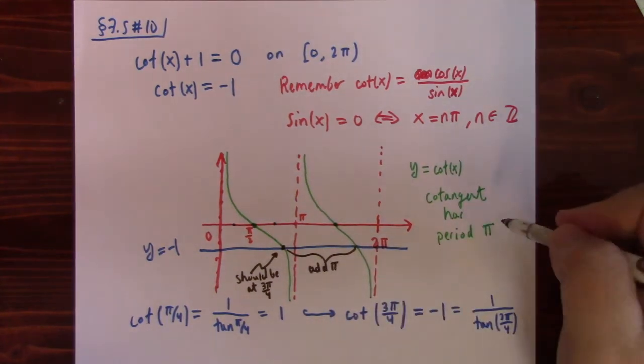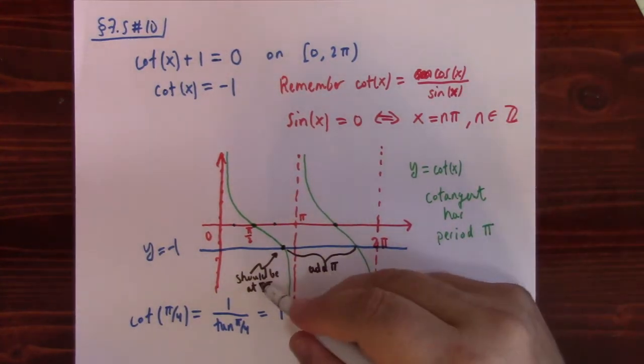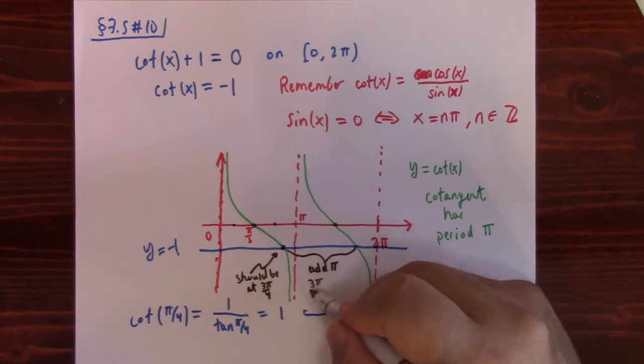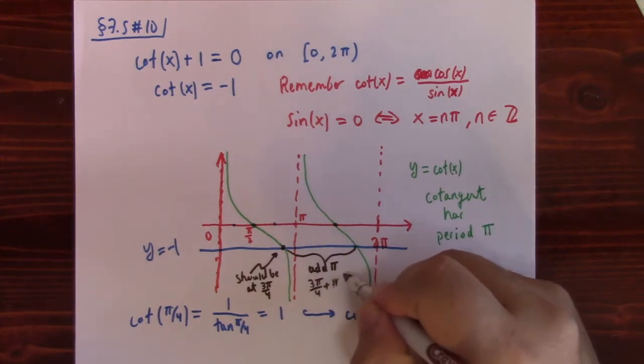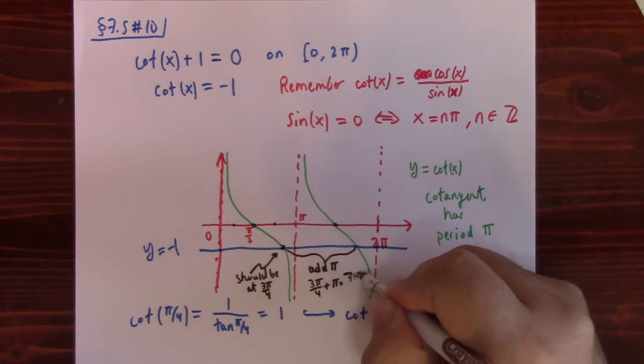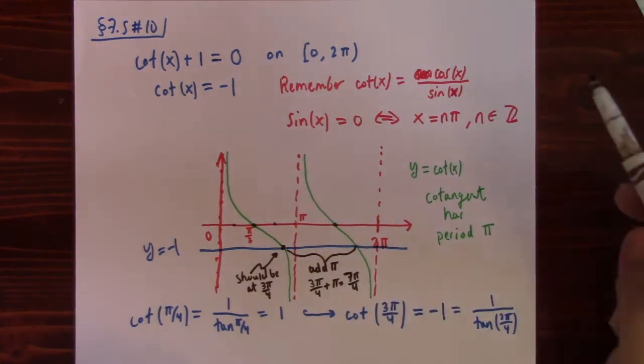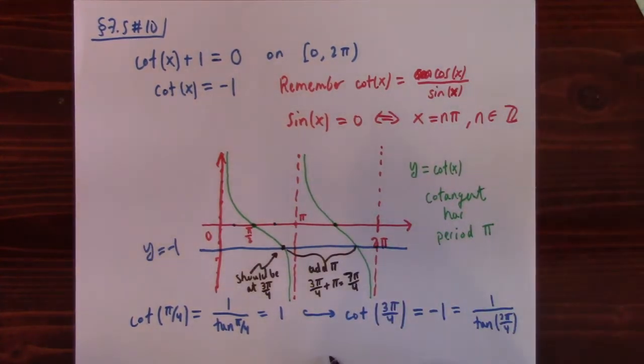Because of the period pi, right? And what's 3 pi over 4 plus pi? Well, it's 7 pi over 4, right? And that's it. That's all the solutions you get. So therefore, the answer is 3 pi over 4 and 7 pi over 4. Those are the places from 0 to 2 pi which give you a cotangent of minus 1.